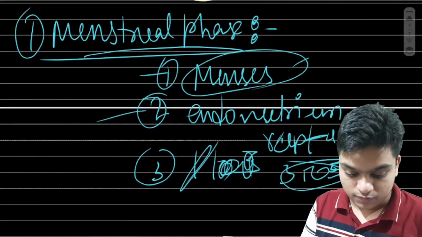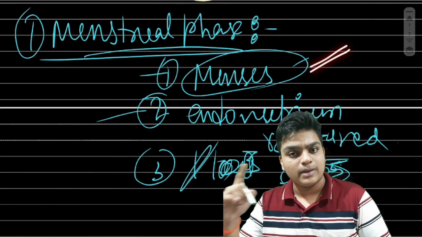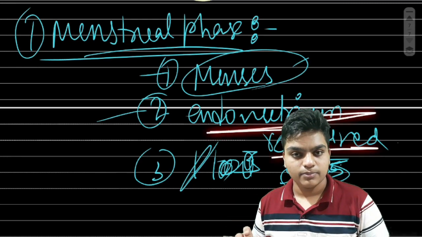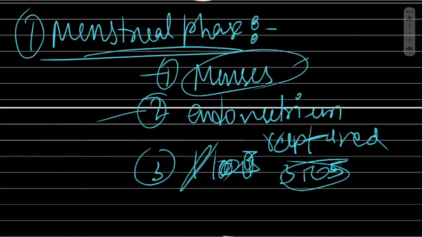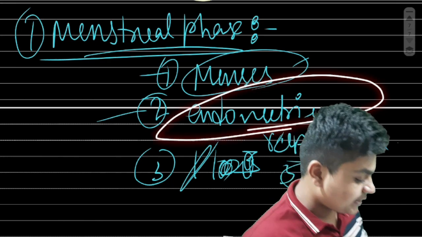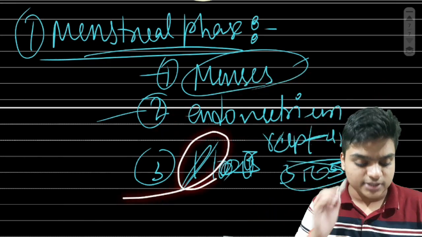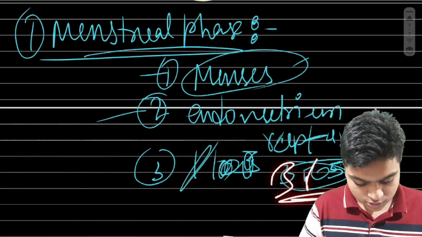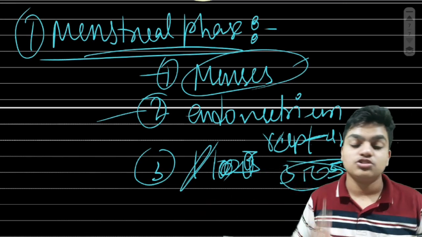This is your menstrual phase. Now see, once again I'm explaining to you. Menses is the shed off of the blood on the endometrium, and the endometrium gets ruptured here. The part of the uterus which is regenerated is your endometrium. It gets ruptured here due to the action of hormones, and it generally starts on day 1 and lasts for up to 3 to 5 days. Okay, this is your menstrual phase.